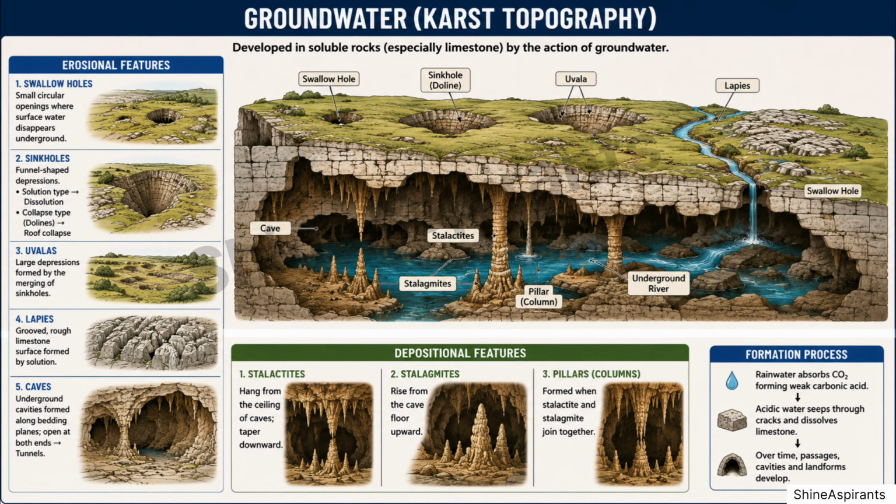The groundwater: karst topography. Formed in regions with limestone or soluble rocks through carbonation, chemical weathering by carbonic acid. Erosional features. Swallow holes: small circular openings where water disappears underground. Sinkholes: funnel-shaped depressions. Solution type: dissolution; collapse type: dolines, roof collapse. Uvalas: large depressions formed by merging sinkholes. Lapies: grooved, rough limestone surface.